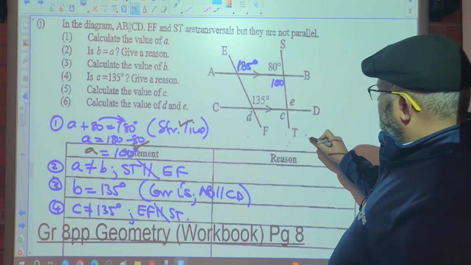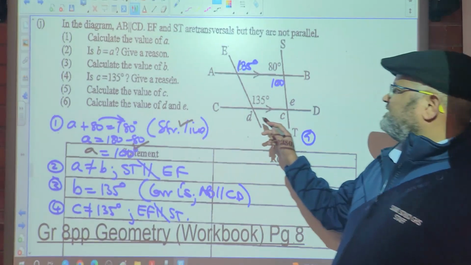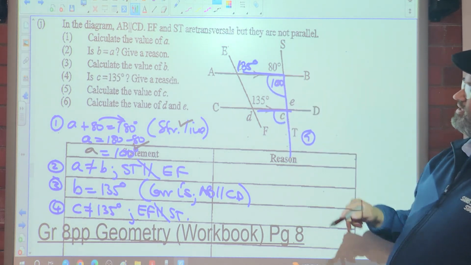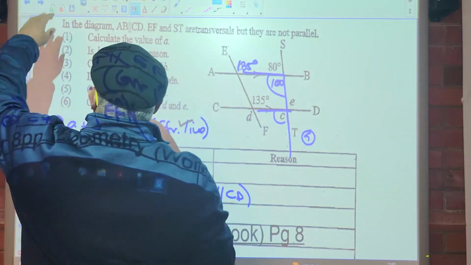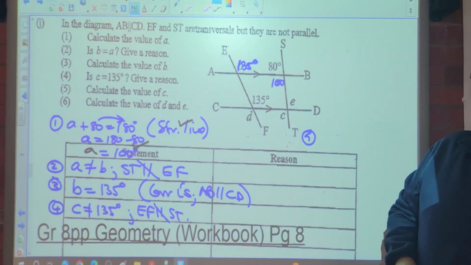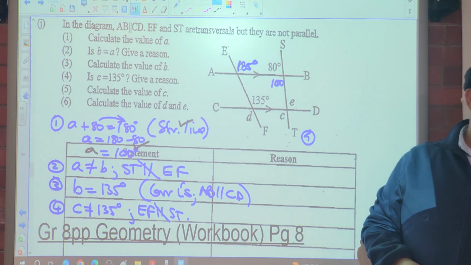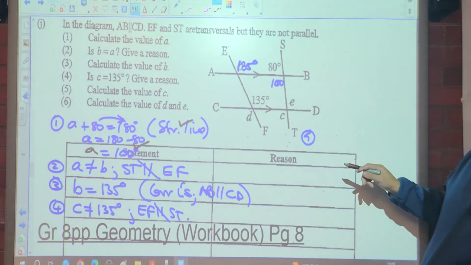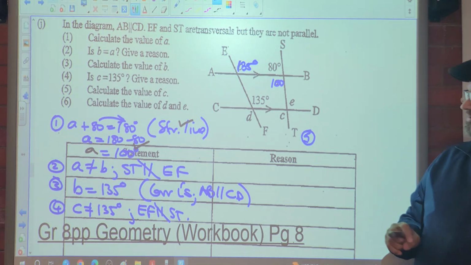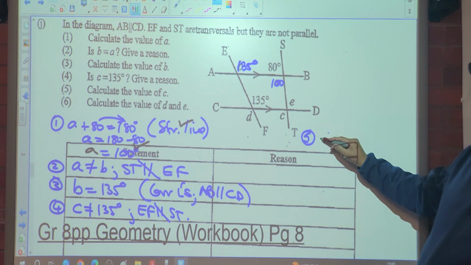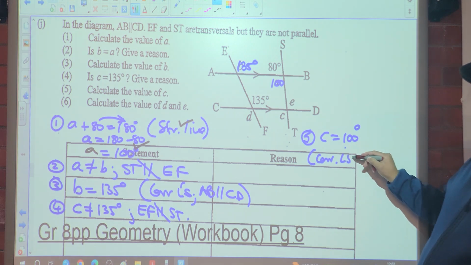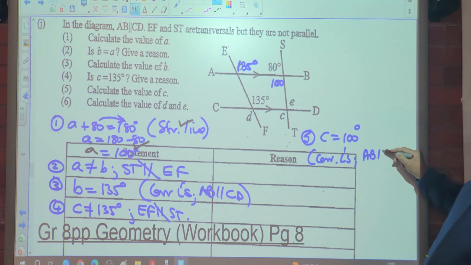Number 4. Calculate the value of C. C is 100 degrees. Number 5. Calculate the value of C. So C is what? Corresponding angle. Can you see that F, people? Are we supposed to write the reason? For number 5, you must write it. Remember, whenever you're using Euclidean geometry, you must write the reason. So C is equal to 100 degrees. Why? Because of corresponding angles with AB being parallel to CD.